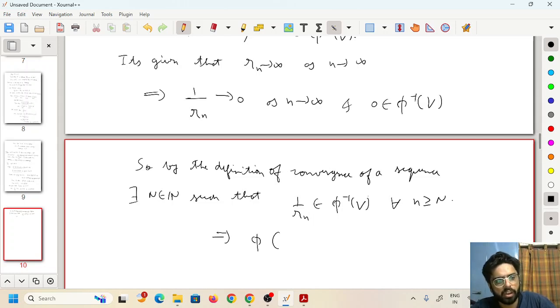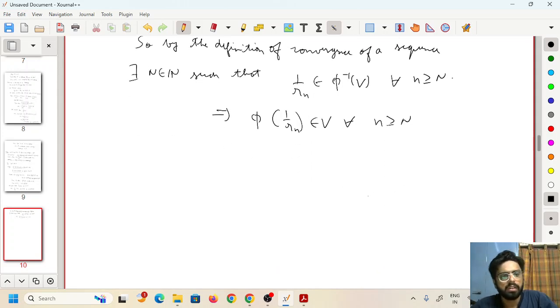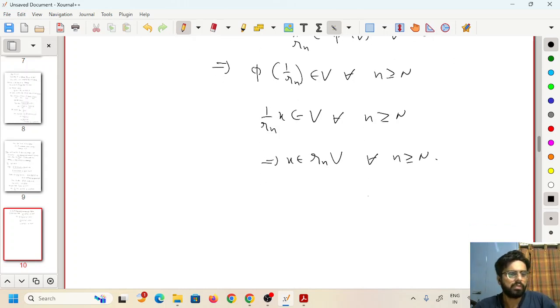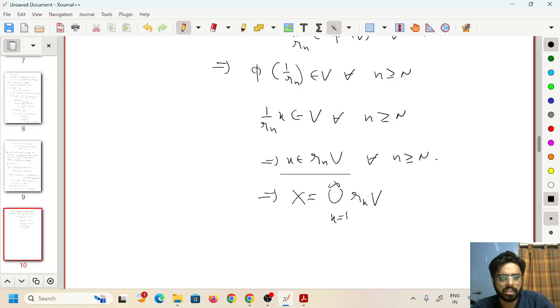This implies phi of 1 by rn belongs to V for all n greater than or equal to N. This, by the definition of phi, gives us that 1 by rn times x belongs to V for all n greater than or equal to N. This implies x belongs to rn times V for all n greater than or equal to N, right? So this implies X is equal to the union of rk times V, k varying from 1 to infinity. Again, this clearly shows that V is absorbing. There is nothing more to prove. This shows that every neighborhood V of 0 is absorbing. So this completes the proof.